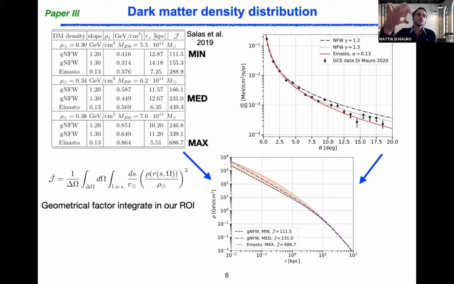And then we label 3 models with the lowest, average, and maximum J factor that we label as min, med, max. But here we are not including any substructure. So this min, med, max means the minimum, average, and maximum value of the J factor for these 9 scenarios. So here we are finding the dark matter density using at the same time data for the rotation curve of the Milky Way and the spatial distribution of the galactic center excess.